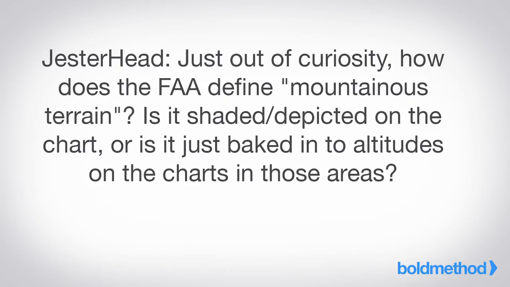Gesturehead wants to know, just out of curiosity, how does the FAA define mountainous terrain? Is it shaded or depicted on the chart, or is it just baked into the altitudes on the charts in those areas? Okay. It's baked into the altitudes for both the MEAs and the off-route obstacle clearance altitudes. We'll talk about that in just a quick second.